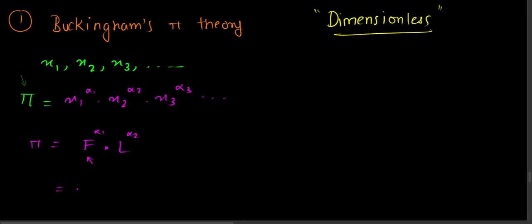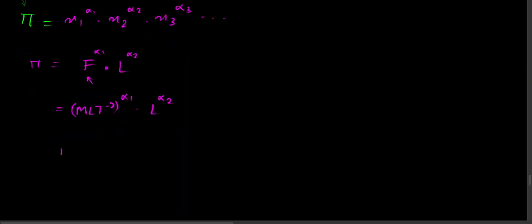So force we can write down as nothing but mass into acceleration, which is meters per second square. So this raised to alpha 1 into L raised to alpha 2 must be dimensionless, which means that m raised to alpha 1 into L raised to alpha 1 into t raised to minus 2 alpha 1 into L raised to alpha 2 must be dimensionless, which means that alpha 1 equals 0, so that we don't have any mass dimension. Then alpha 2 must similarly be equal to 0, and thus we have these two solutions for the dimensionless quantity which we want to derive.